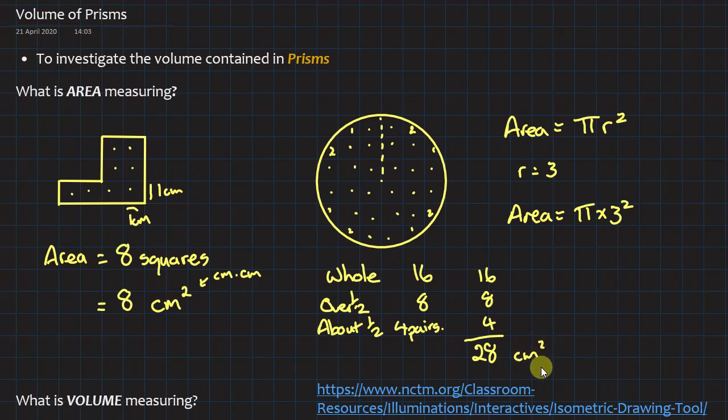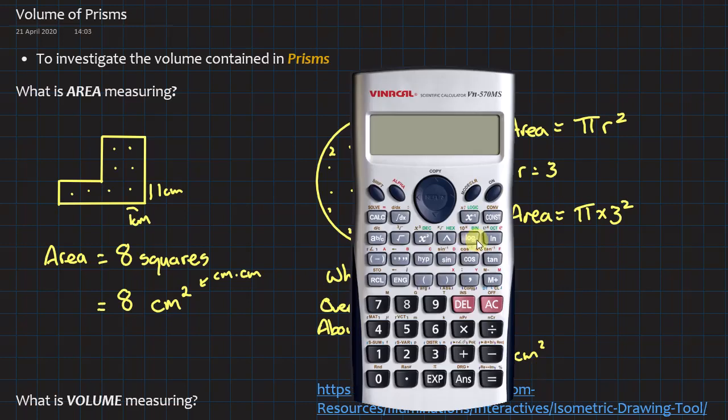You should be familiar enough with using a calculator for the area. So we'll calculate this area as being pi times the radius squared. And that's 28.27.